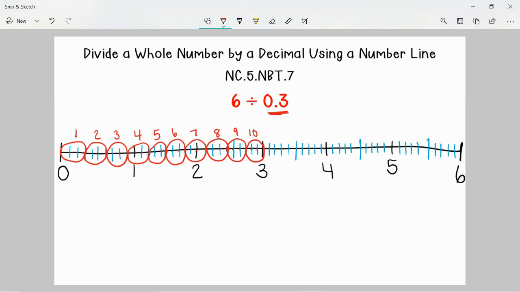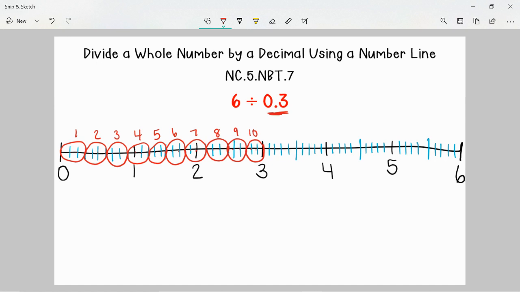At this point, some students may reason, well, if in 3 wholes we have made 10 groups of 3/10, and we know we have 3 wholes left to get up to 6, they may recognize that the answer would be 20. We'd have 10 groups of 3/10 in each group of 3 wholes. Some students may need to continue to circle 3/10, and that's fine as well. So we'll continue to do that.